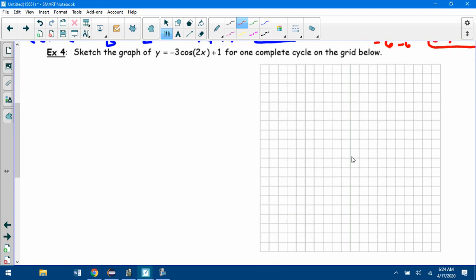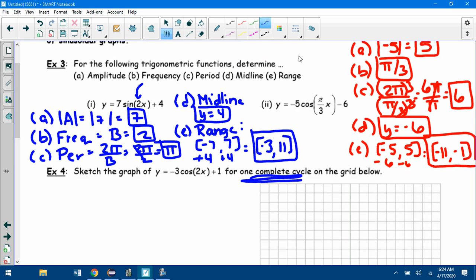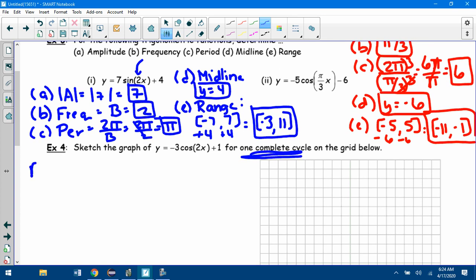Let's do another graph. Sketch the graph of -3 cosine of 2x plus 1 for 1 complete cycle, just like the homework on the grid below. Even though it doesn't say it, find all of these things first. It will help you. So what's the amplitude? It's 3. But what's the negative going to cause? A reflection. So maybe circle that at this point. Right, reflect.